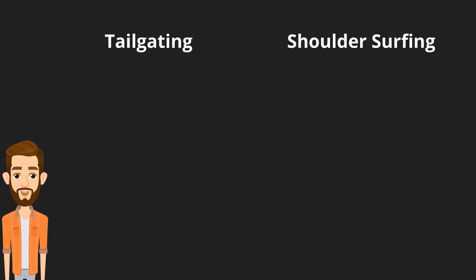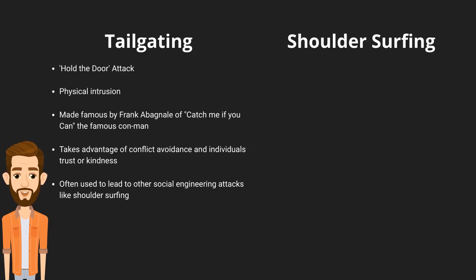Tailgating, as we talked about, again, is what's often referred to as a hold the door attack. This is a form of physical intrusion in which the attacker impersonates someone like a handyman or a delivery person, or even just someone who works at the company, and as someone is entering the building, may ask them to hold the door, trying to take advantage of people's natural tendency to avoid conflict or just trust or kindness.